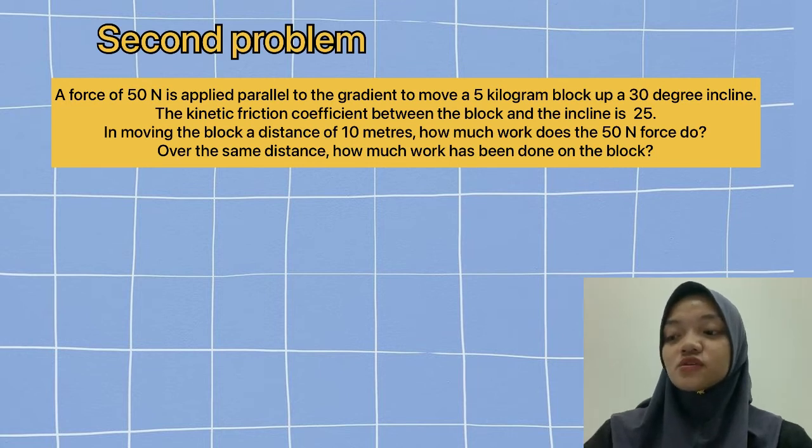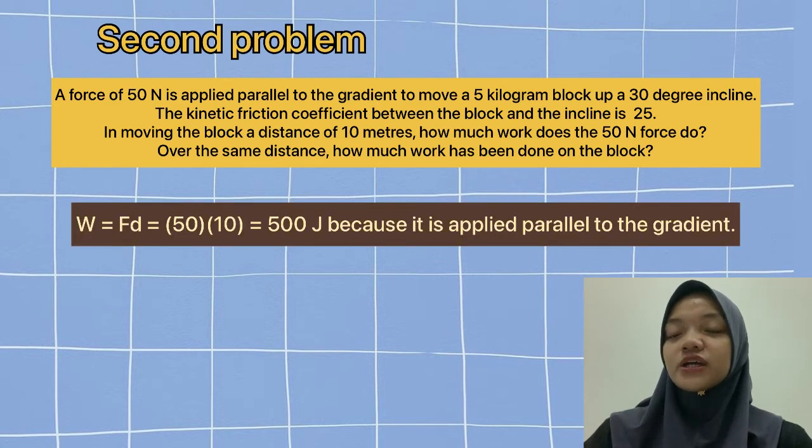So, this is the solution. It is easy to figure out how much work the 50 Newton force has done. The work done is simply W equal to F multiplied by D. So, we get the answer, which is we multiply 50 by the 10. So, it is equal to 500 joule because it is applied parallel to the incline.